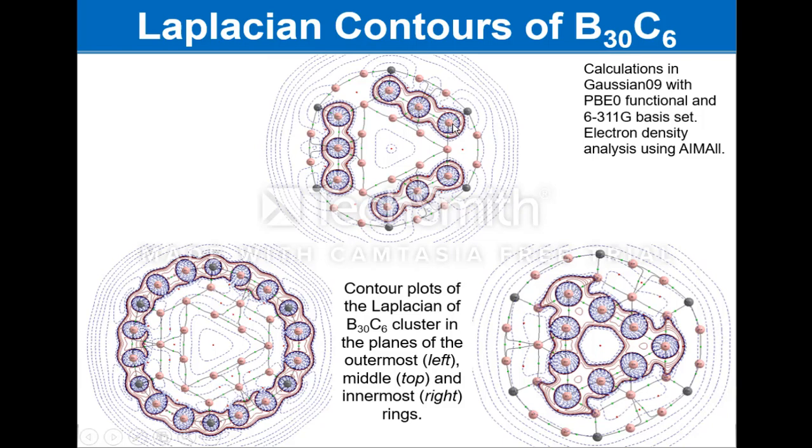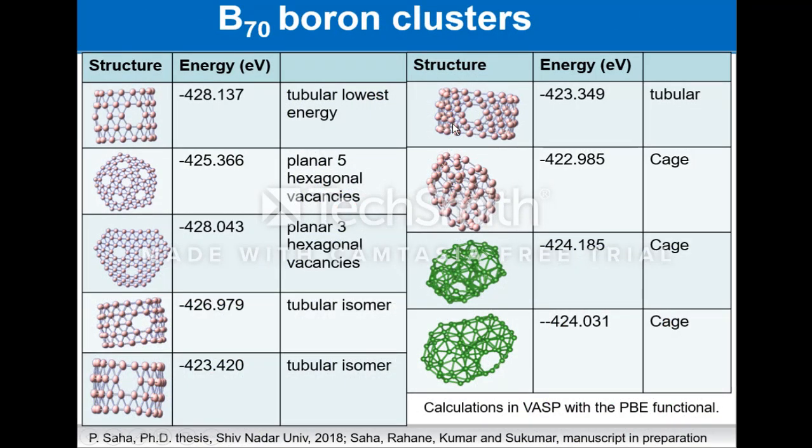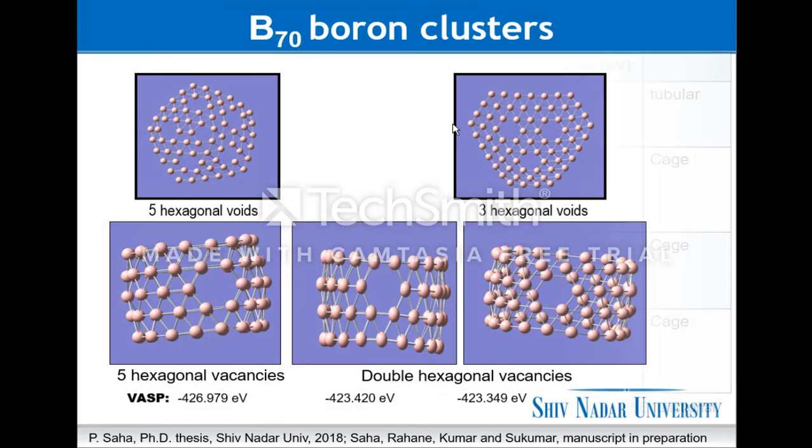We have also investigated several B70 isomers, tubular, quasi-planar, and cage structures with different numbers of hexagonal voids. The lowest energy isomer of the neutral singlet has a tubular structure, but a quasi-planar isomer with 3 hexagonal voids is close in energy and is favored by the anion and cation. Some of the tubular and quasi-planar B70 isomers with different numbers of hexagonal voids are again shown here.